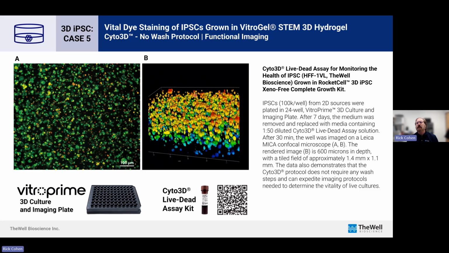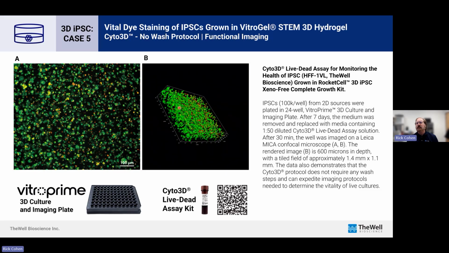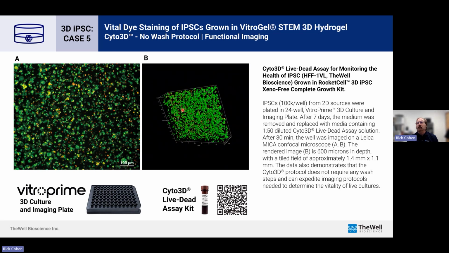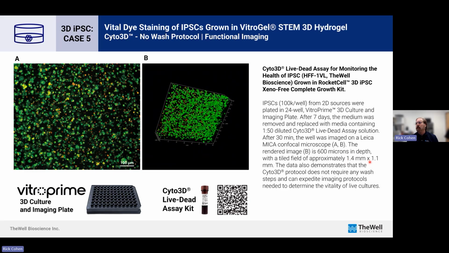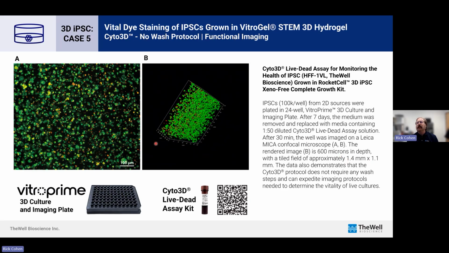And now, instead of doing the green and red, we're doing a depth shading to show that we can measure in this well at least 600 microns in depth. And with the tiling function, you're looking at about 1.4 millimeter by 1.1 millimeter. So you can get a lot of data.